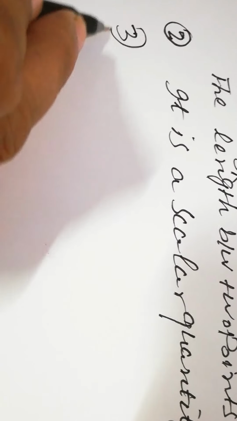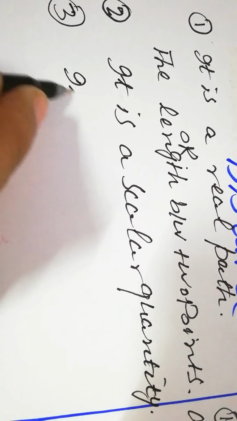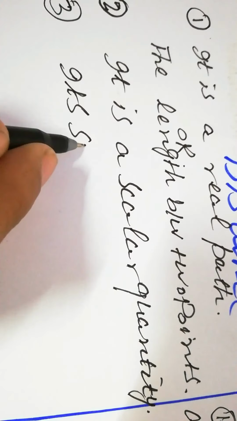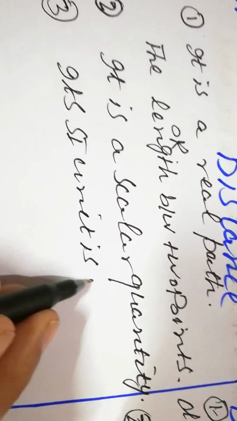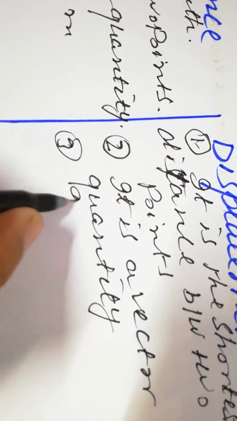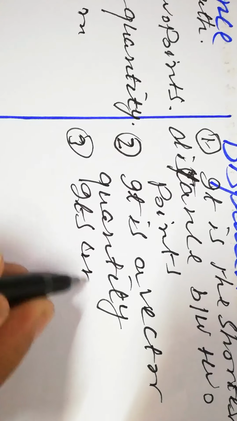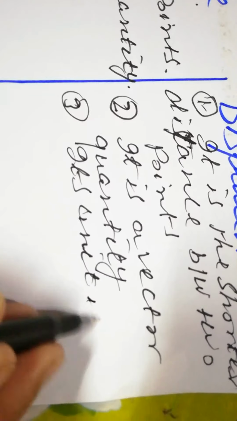And the third one is its SI unit, which is meter. Similarly, on this side, its SI unit is also meter. We have the same units in both cases. Distance and displacement have the same units.